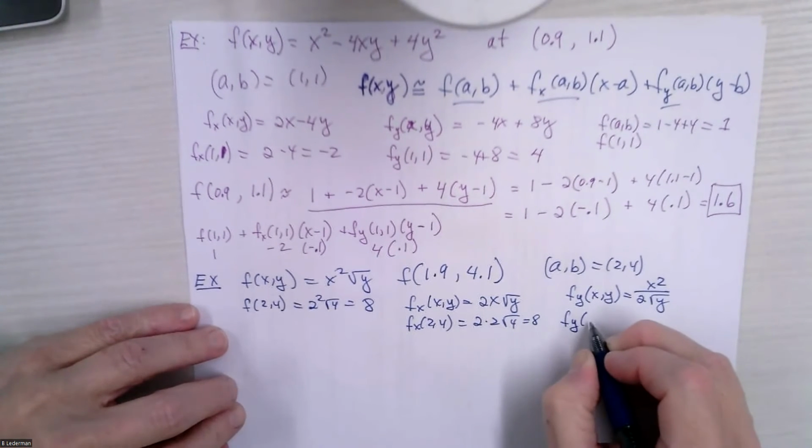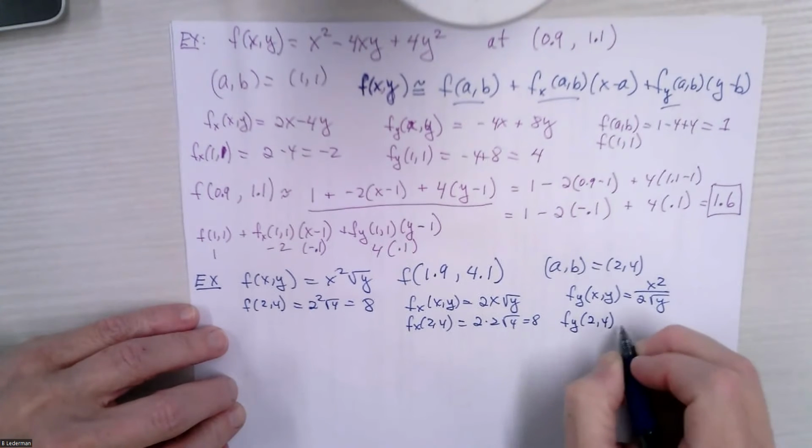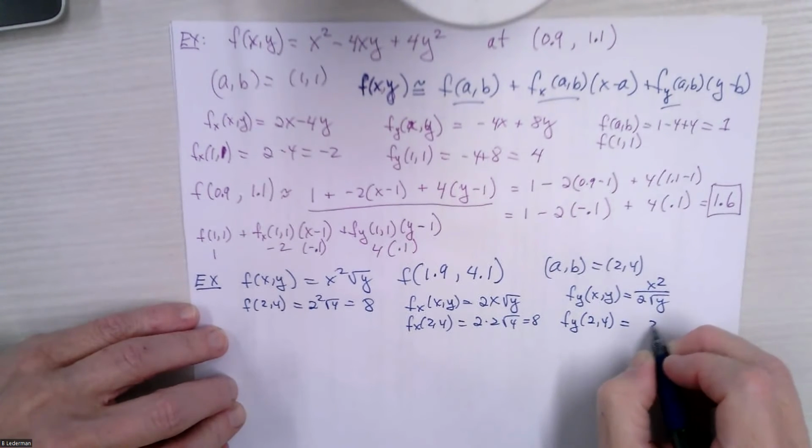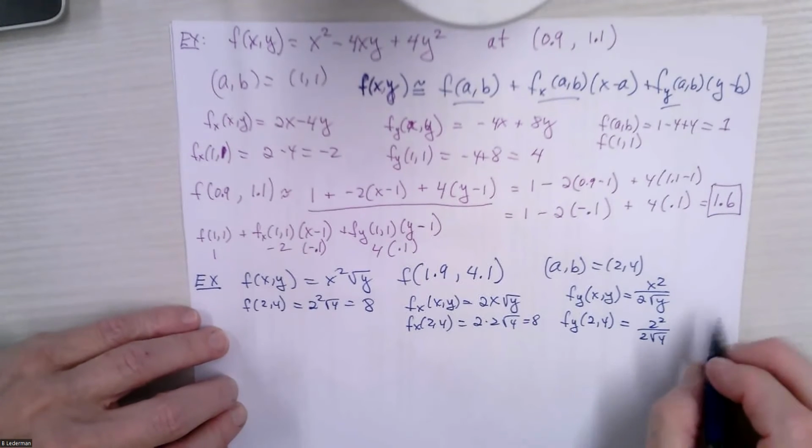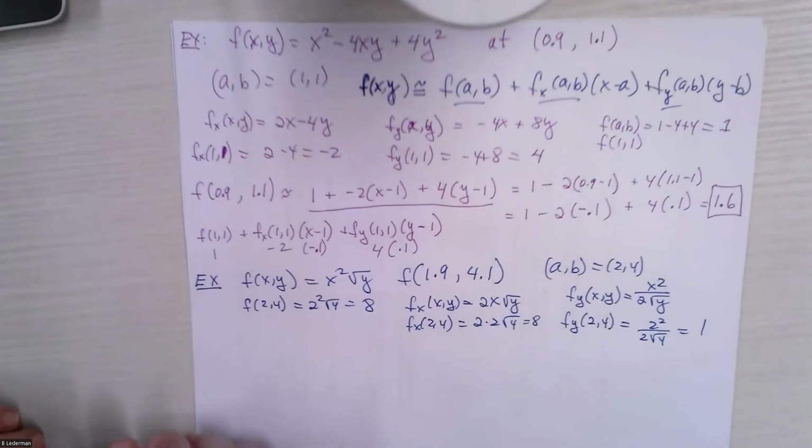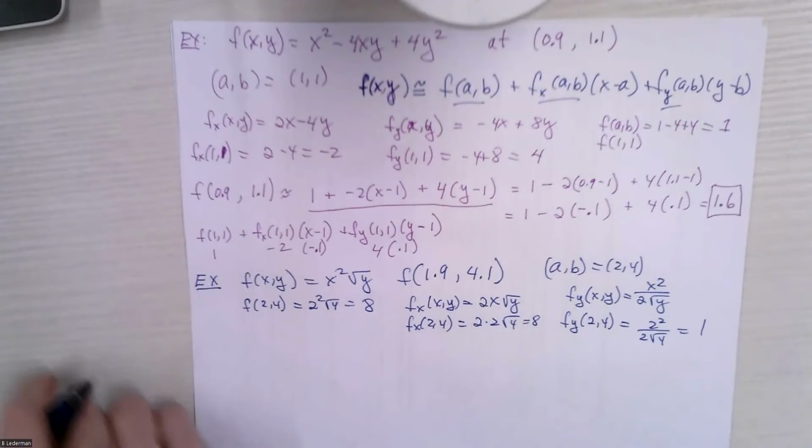And f_y of (2, 4) is going to be 2 squared over 2 times the square root of 4, which is equal to 1. So we're all good now. So we have our numbers.